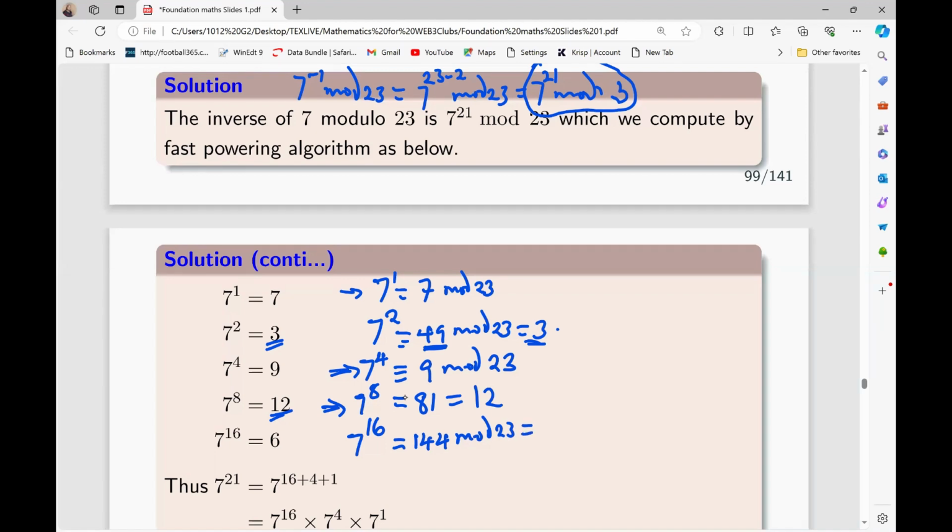So 144 divided by 23 goes there 6 times. What is the remainder? After going there 6 times, the remainder is 6. And that is what I wrote here.